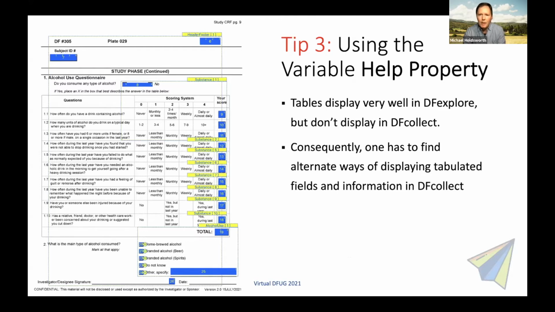As you know, tables display very well in DFexplore, but they don't display in DFcollect. Consequently, one has to find alternate ways of displaying tabulated fields and information in DFcollect. If you have a look at this table on the left, this alcohol use questionnaire, this is a validated instrument and it looks extremely good in DFexplore. It's got a lot of tabulated information and fields. It's got questions, a scoring system, and then it's got your scoring field. And this works very well in DFexplore, but it doesn't translate well into a DFcollect environment.